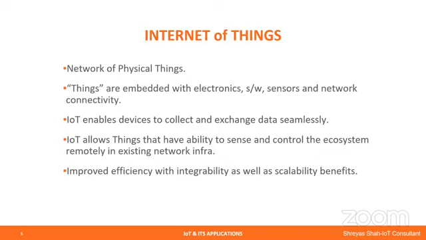And it has improved efficiency with integratability and scalability. What is that? Integratability means if any device comes up, like let's say we are going to the showroom and buying a washing machine, it must have the ability to get connected with our inbuilt home ecosystem or our applications. So it can be integrated into our existing network or existing application.